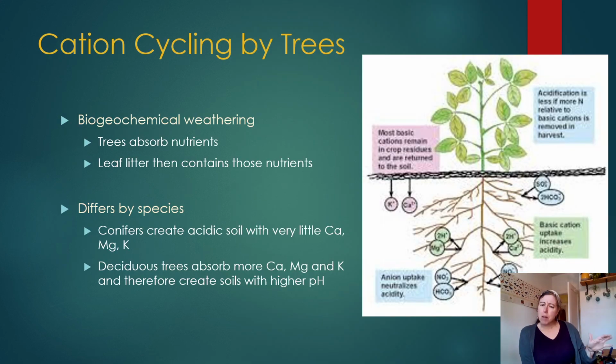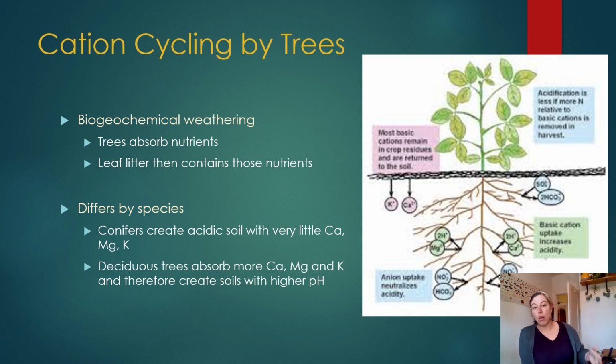I want to talk a little bit about biogeochemical processes. I'll talk more in another lecture, but this is what I was talking about in terms of plants chemically affecting the soil, because this is biogeochemical weathering, because it's chemical, but it's happening through the plants. So trees are absorbing nutrients out of the soil, and then the leaf contains those nutrients, and then it drops those leaves, and certain nutrients go back into the soil. So it depends on what's in the soil and what's outside of the soil.